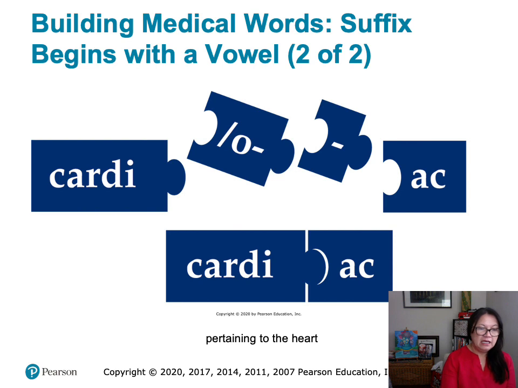Now what do we have? It's now time to put the words together. Here our suffix starts with a vowel. So we delete the vowel at the end of the combining form along with the forward slash and hyphen. Finally, we delete the hyphen from the suffix and join the two word parts to create the word cardiac.